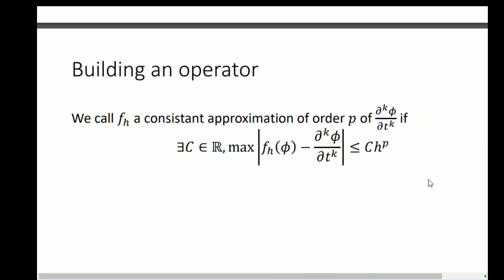So now we will build an operator called F of h, and we say that it's a consistent approximation of order p of the kth derivative of phi if there exists a constant c such that the maximum over all the variables of F of h of phi minus the kth derivative of phi is inferior to c times h to the power p, meaning that F is equal to the kth derivative of phi plus O of h to the power p, the O of Landau.